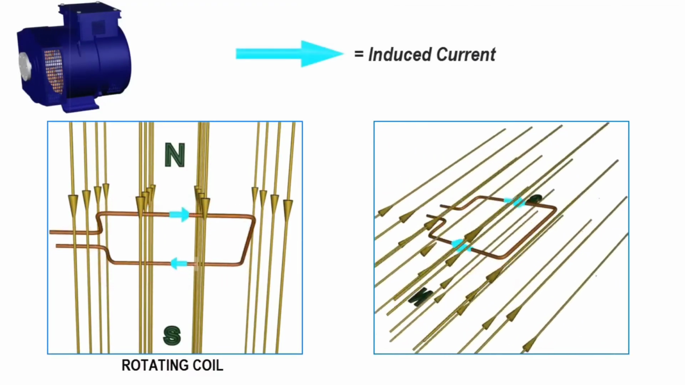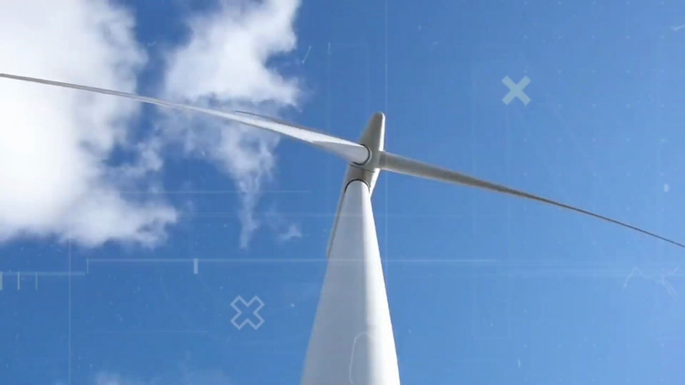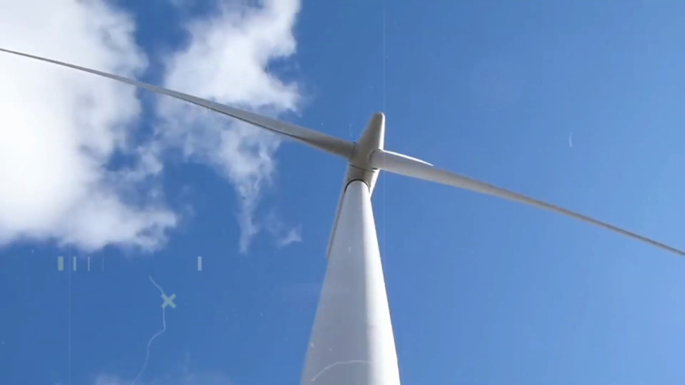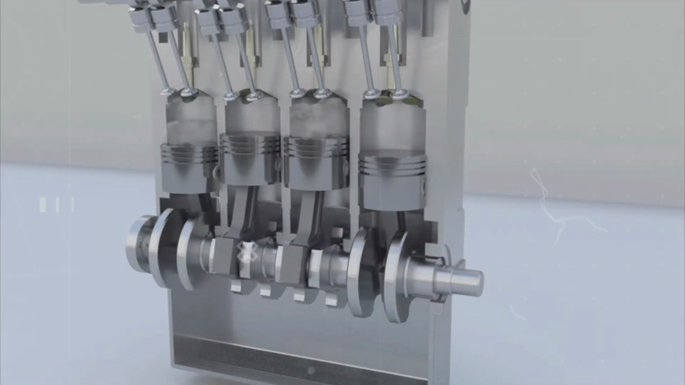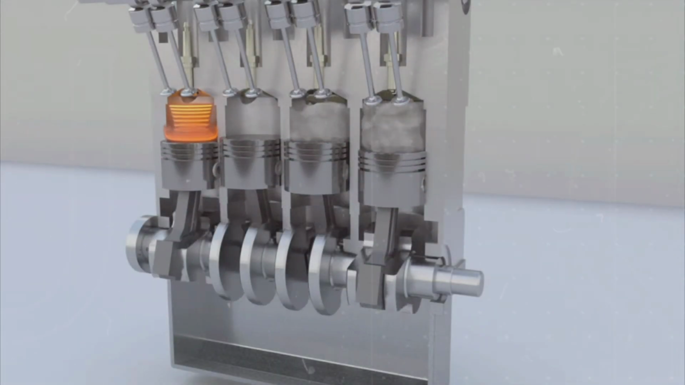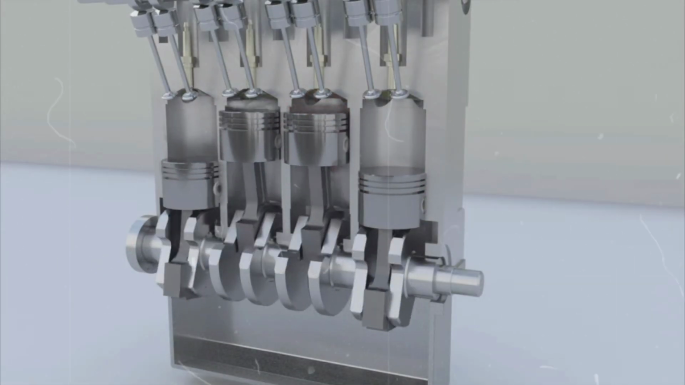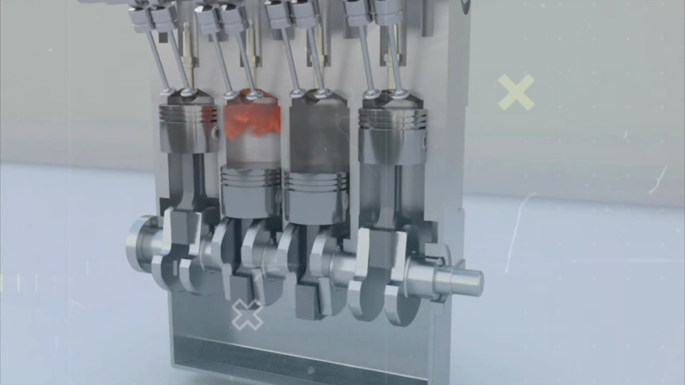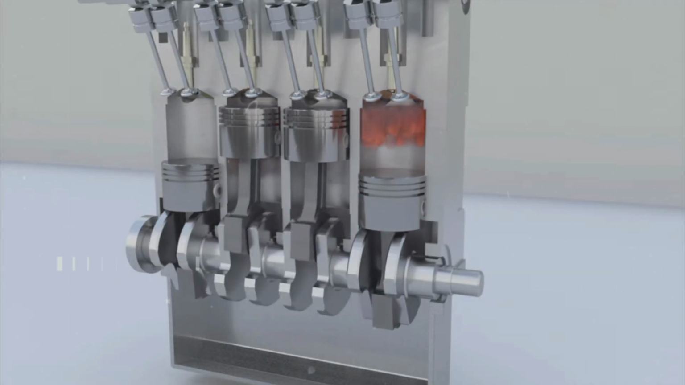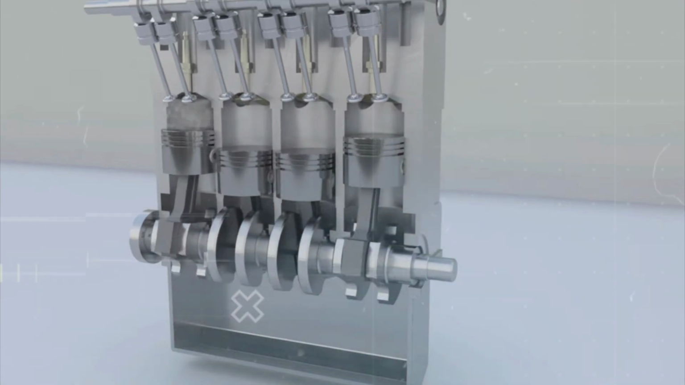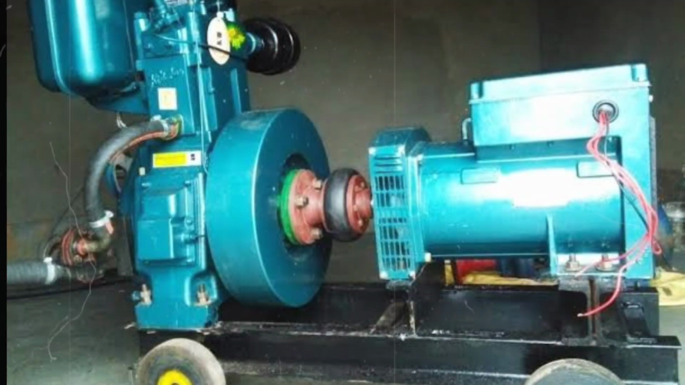A generator starts with fuel. This could be diesel, natural gas, or steam. When the generator is turned on, the fuel powers an internal combustion engine, just like the engine in a car. The engine is responsible for creating mechanical energy. The engine spins a shaft that is connected to a key component called the alternator.